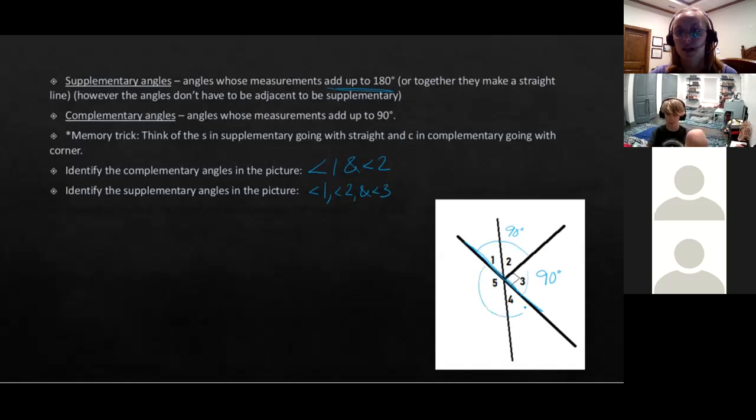If this is a straight line, then across a straight line is 180 degrees. So 4 and 5 will add up to 180 degrees.